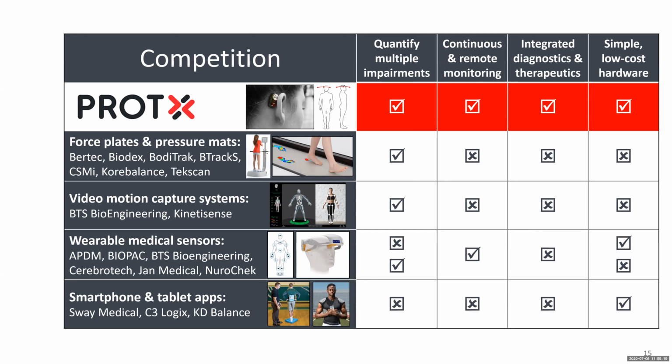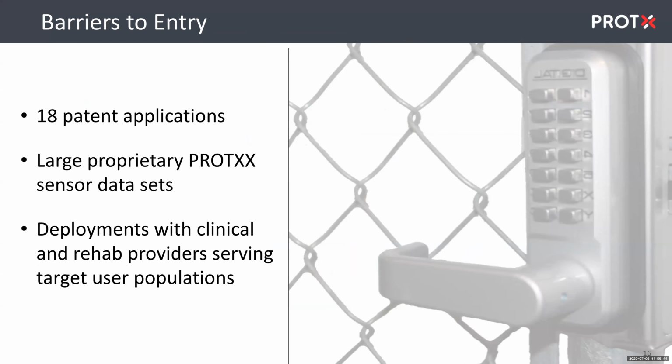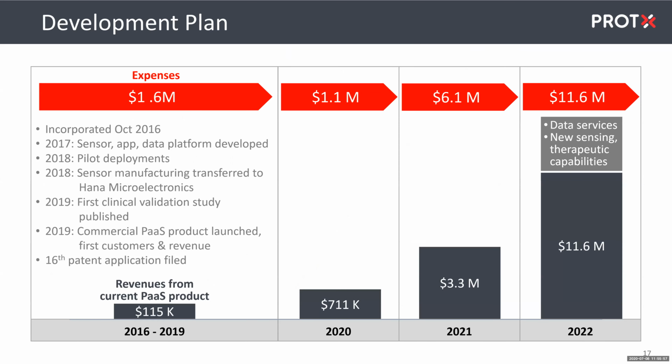Competing solutions fall into two buckets. The first bucket contains the bulky and expensive lab equipment solutions I mentioned earlier, while the second bucket contains a variety of wearable devices and mobile apps that measure the user's activity or mobility or balance, but none of these solutions are able to independently detect and classify multiple impairments with the ease of use and the diagnostic performance of the Protxx platform. We built some pretty significant barriers to entry, including a portfolio of 18 patent applications, large proprietary data sets that validate the sensor metrics, and deployments with clinical and rehab providers serving our target user populations.